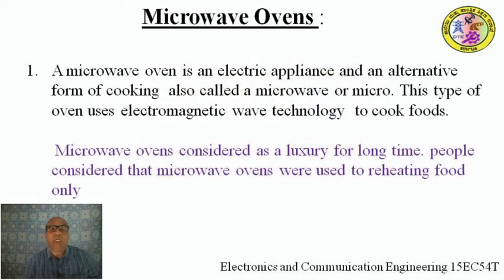So what is a microwave oven, or why it is called a microwave oven? Right, a microwave oven is an electric appliance, and it's an alternative form of cooking, also called microwave or just micro. This type of oven uses electromagnetic wave technology to cook food. Wow, that's great. Electromagnetic waves for cooking?